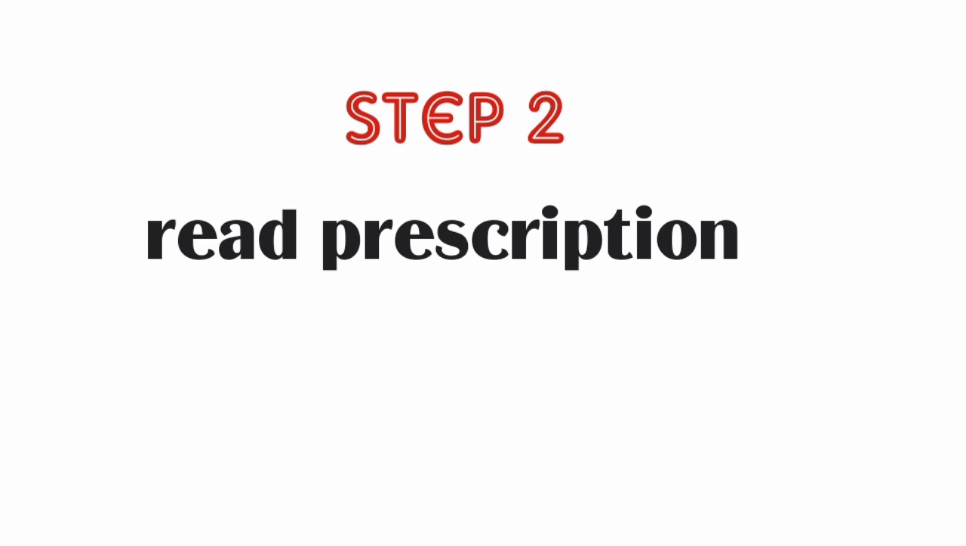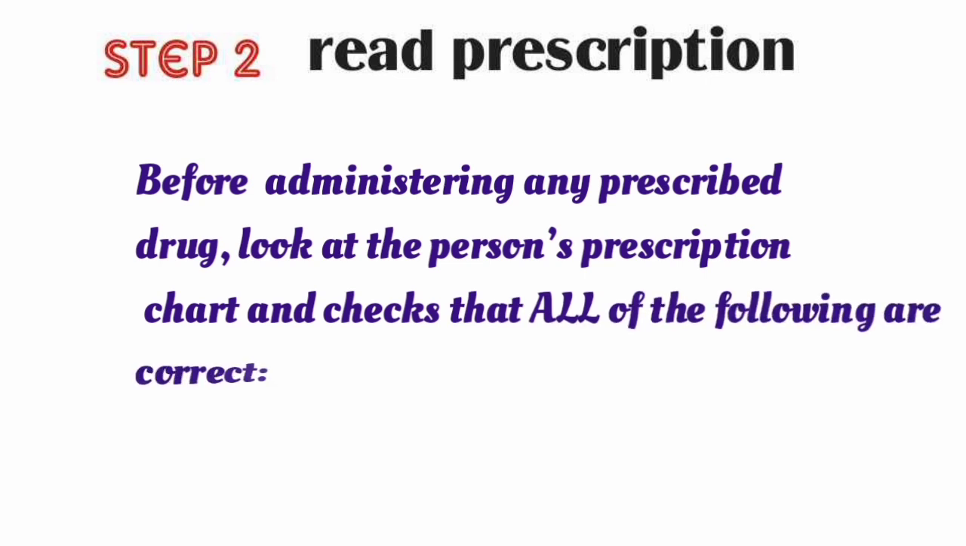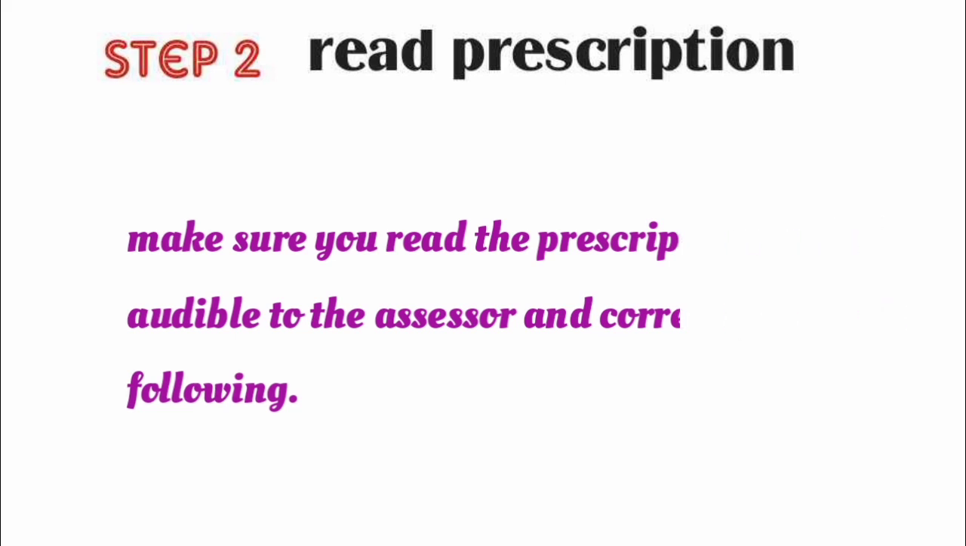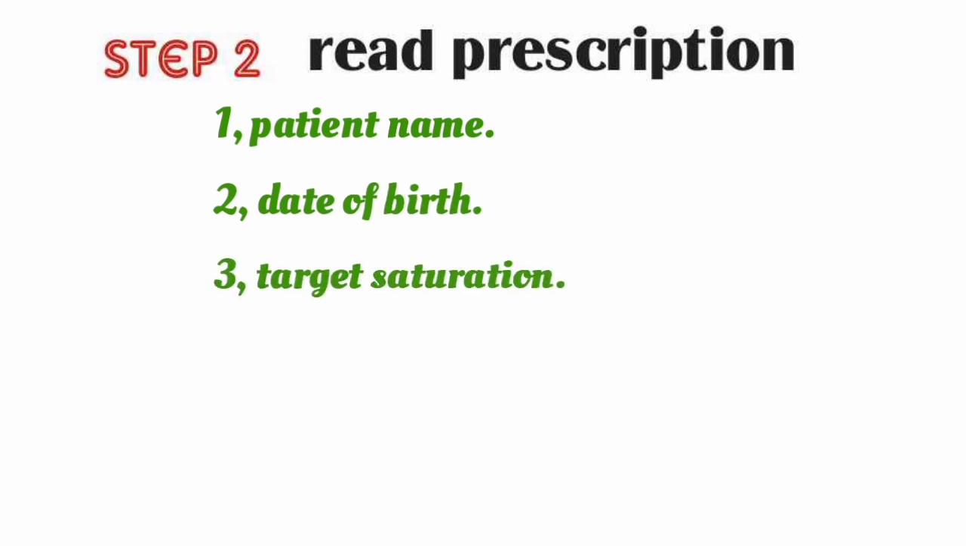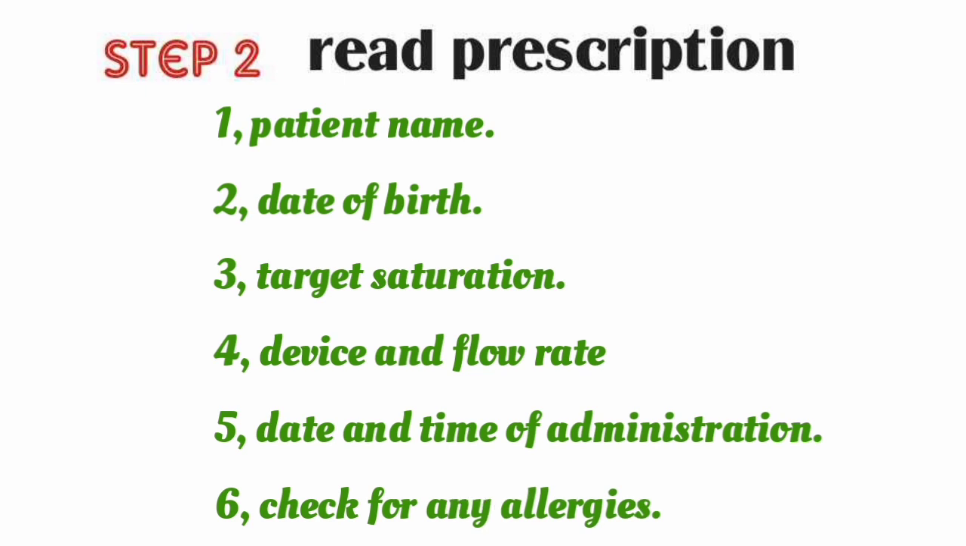Step 2. Read prescription. Before administering any prescribed drug, look at the person's prescription chart and check that all of the following are correct. Make sure you read the prescription aloud, audible to the assessor, and correctly check the following: patient name, date of birth, target saturation, device and flow rate, date and time of administration, and check for any allergies.